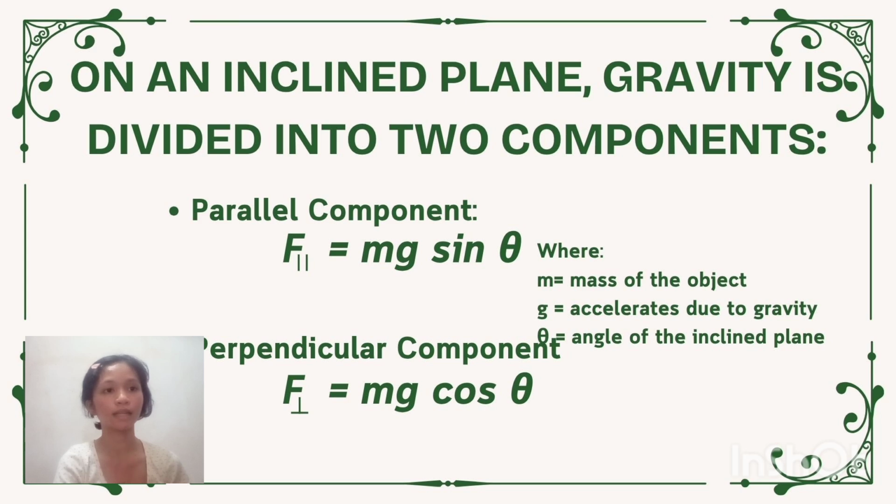So basically, instead of treating gravity as just one force, we split it into two directions that are easier to analyze, because in equilibrium, whenever there is a diagonal force, we use components, which in this case are the parallel component and the perpendicular component.